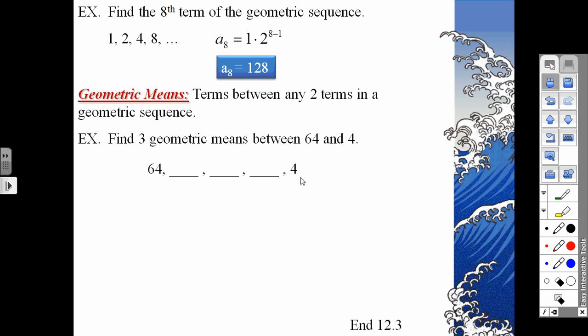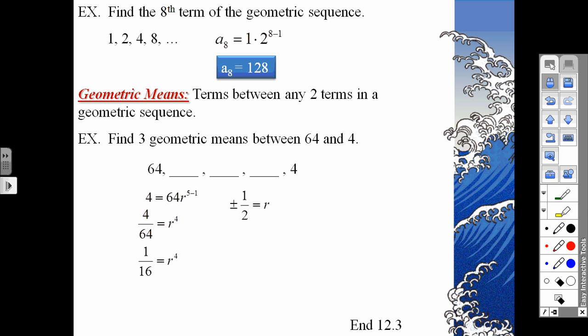And we can set up our equation saying that 4 is going to be the 5th term of this sequence. So 4 is equal to 64, the first term, times r, which we don't know yet, raised to the 5 minus 1. So we'll go through and solve this for r, isolating r to the 4th and then taking the 4th root. But when you take the 4th root, remember you get plus or minus 1/2. So what that means is there's actually going to be 2 sets of these geometric means. One set is if your common ratio was 1/2. The other set is if your common ratio is a negative 1/2.